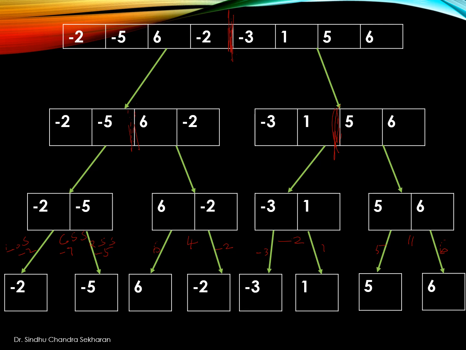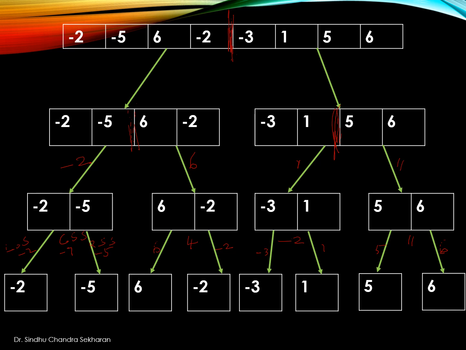Now when I pass the left subarray sum of this 4 element, I'll pick whichever is the maximum. So I have -2, -7, -5. The maximum value that can be passed is -2, because -2 is the maximum of -2, -7 and -5. Here we have 3 values, 6, 4 and -2, and the maximum value that can be passed is 6. Here we have 3 values and the maximum value that can be passed is 1. Here we have 3 values, 5, 11 and 6, and the maximum value that can be passed is 11.